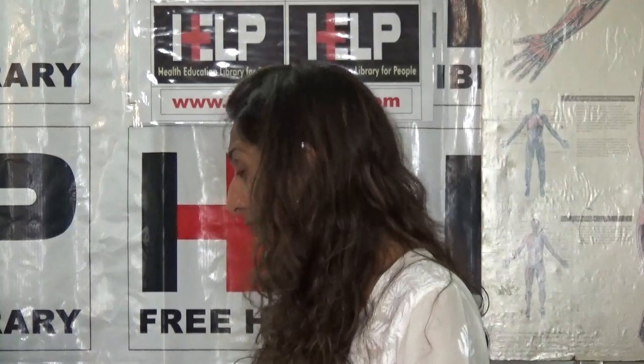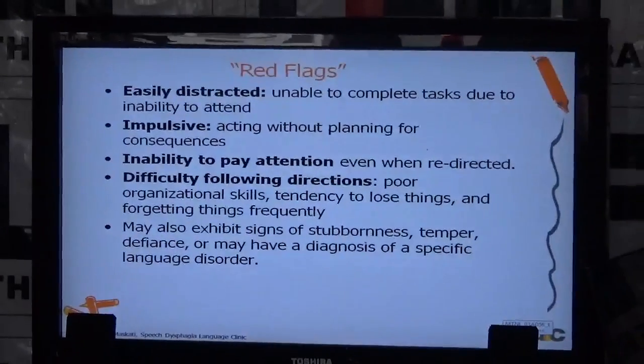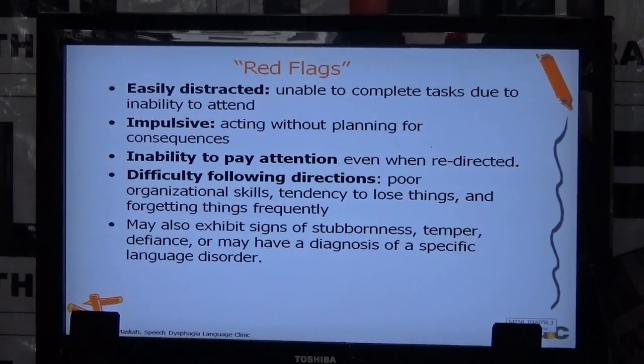So it really affects their academic performance. They're easily distracted. They're unable to complete tasks. They're impulsive. So kids with ADHD may, when they're younger, just throw things or whatever, because they think after they do it. They are unable to pay attention, even when you keep redirecting them to the activity. They have difficulty following directions. They have poor organizational skills.